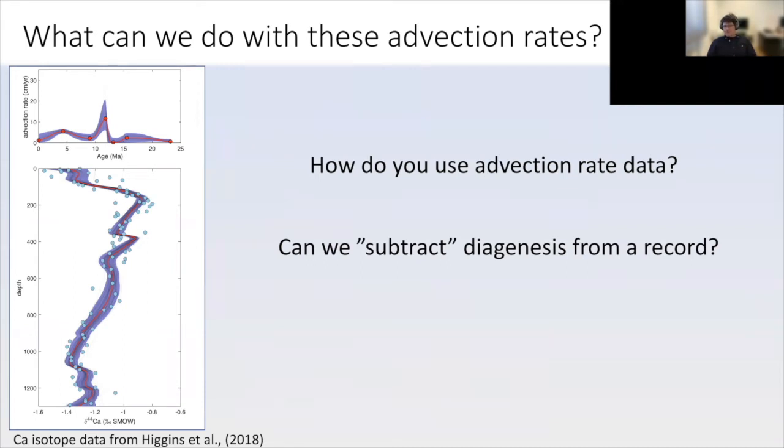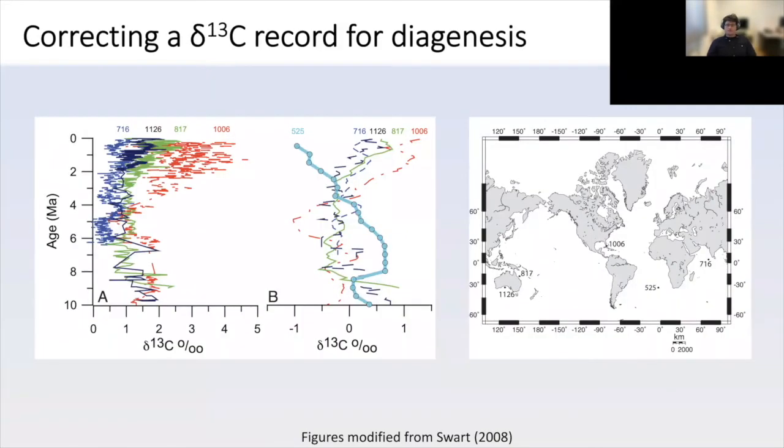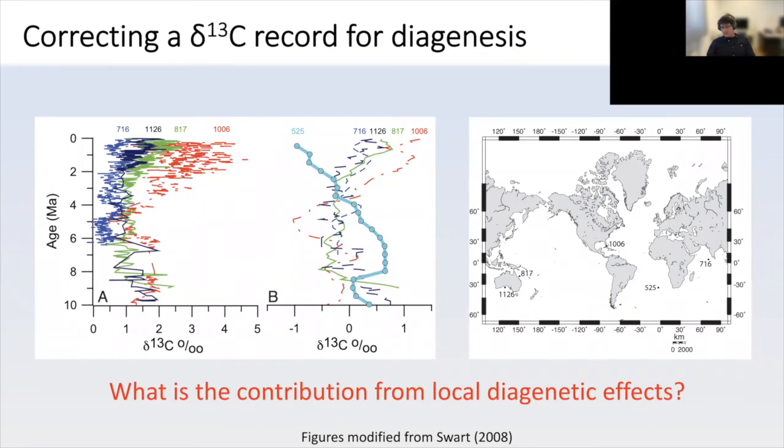So now, can we subtract diagenesis from a record? This is always a contentious statement to make, and I certainly don't think that this is as simple as I'm applying it right now. But for the sake of just an academic exercise, let's see if we can. So going back to carbon isotopes, I showed these plots earlier. You have a series of shallow carbonates, which are these here that all seem to be trending off towards more positive values over time. And then you have your marine value, which is trending to be more negative over time, which is reflecting the global system. So if we look at one of these shallow sites, what is the contribution from local diagenetic effects? And can we then correct this record somewhat for diagenesis?